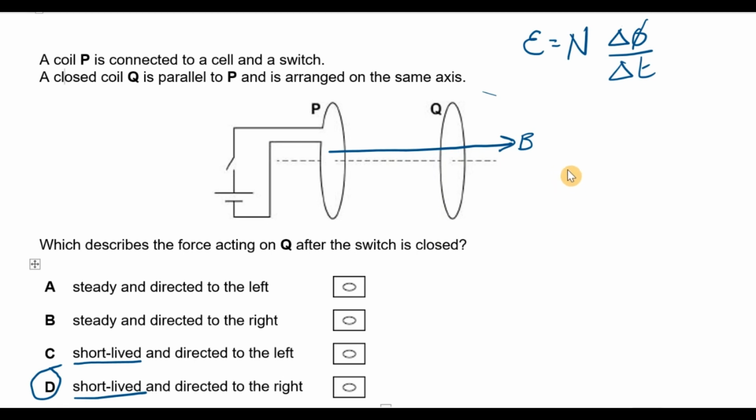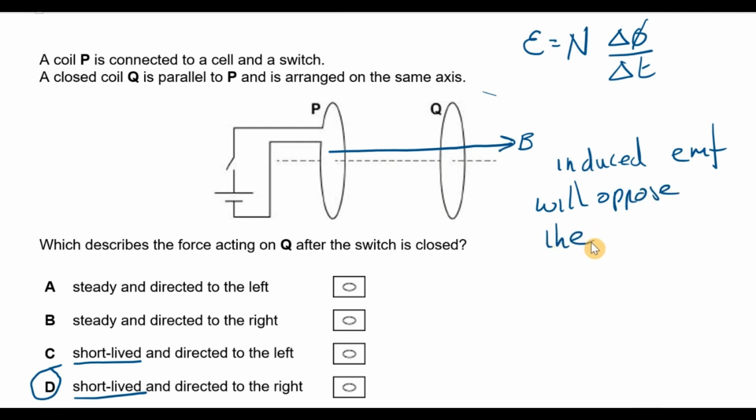Well, Lenz's law tells us that the induced EMF, in this particular case the EMF in Q, will oppose the change that caused it. Now, what that means is, when there's an EMF induced in something, that will produce a current which will produce a magnetic field that will push against the change that caused the EMF to be induced in the first place.